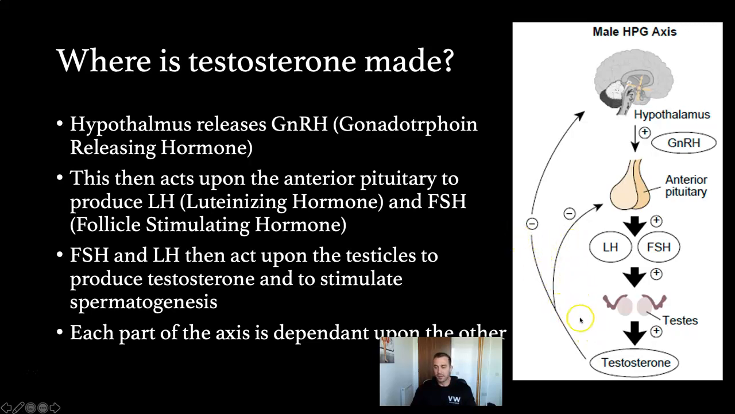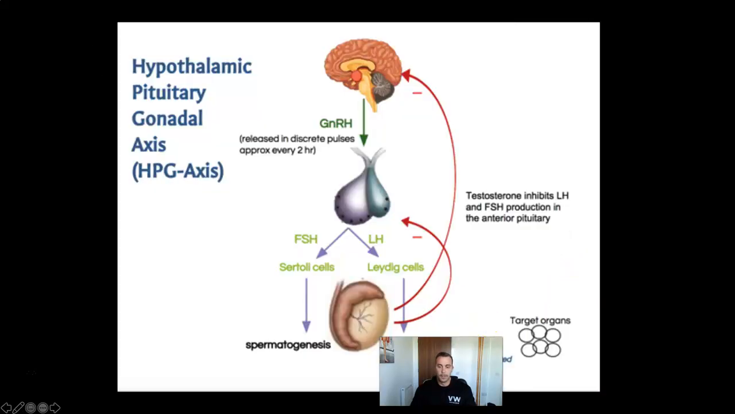If we didn't have enough testosterone in the blood, it would be saying, give me more, give me more, give me more. If the hypothalamus was overproducing GnRH, then we see an overproduction in LH and FSH, then perhaps an overproduction in testosterone, right? So each part is very reliant on the other, and we can't have one without the other.